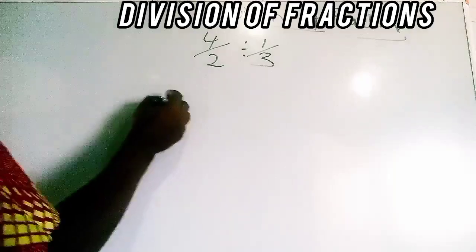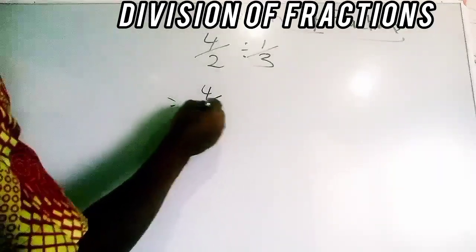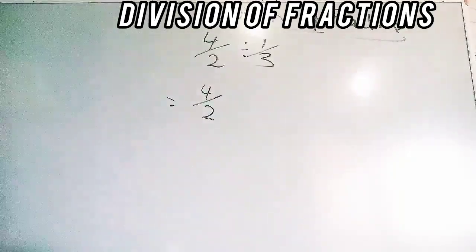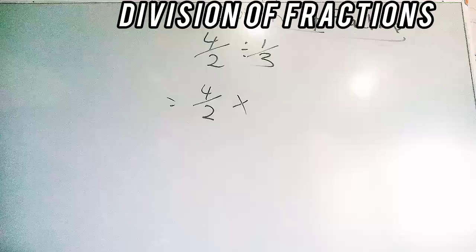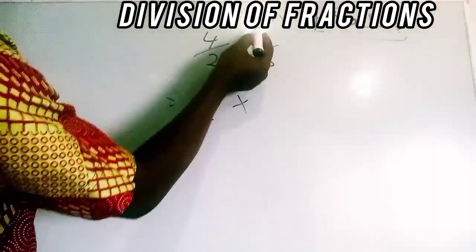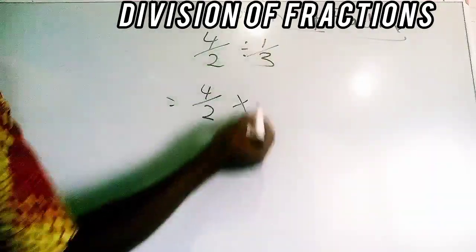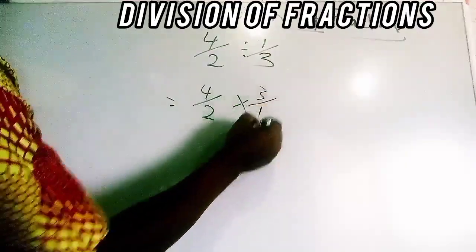The first thing you do is to maintain the first fraction, which is 4 over 2. Then you change the division sign to multiplication. Then you reciprocate the other fraction. So the 3 will now go to the top, once the 1 comes down. So you have 3 over 1.